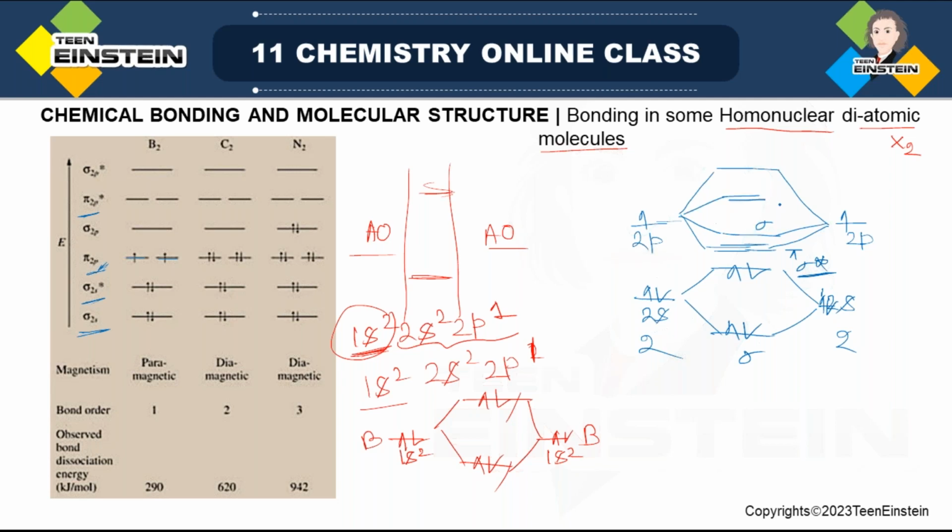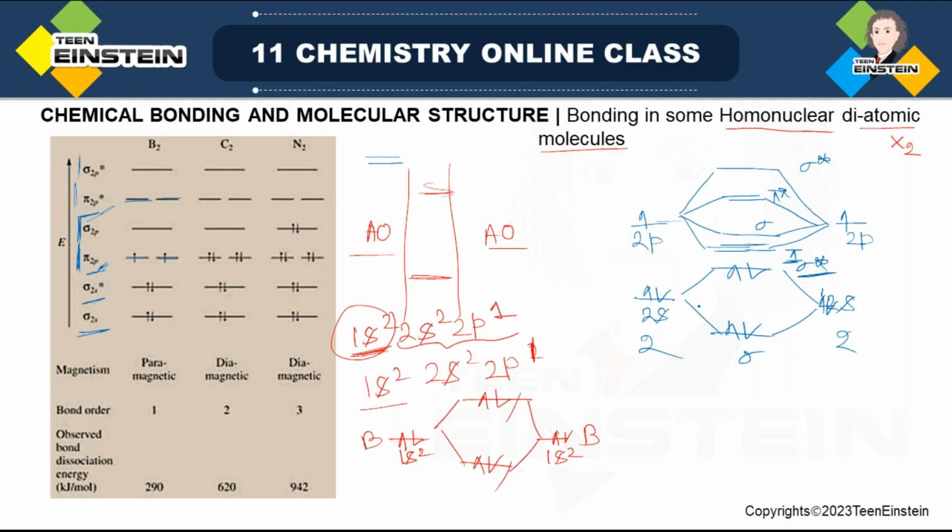Then again, pi 2p star. These two lines you can write like this, or you can write one by one, and then sigma star. So these are the energy levels. You have to be very careful. That is, if you are drawing first sigma, then pi star, then sigma, no, it is not like that. First, it will be pi of 2p, then sigma. So these two are bonding because there is no star sign. Next is pi 2p star, and finally sigma 2p star.